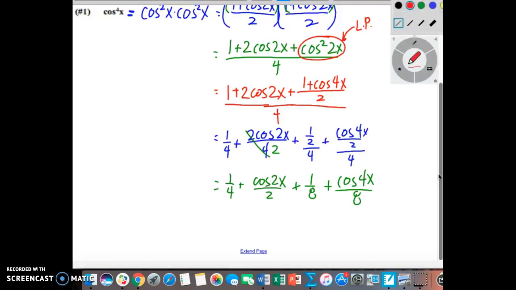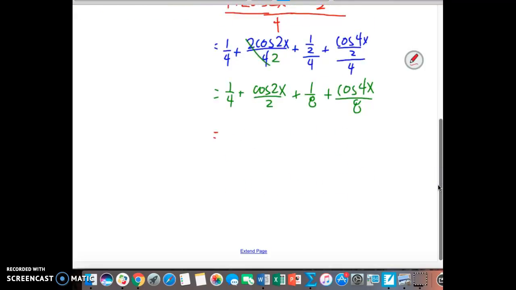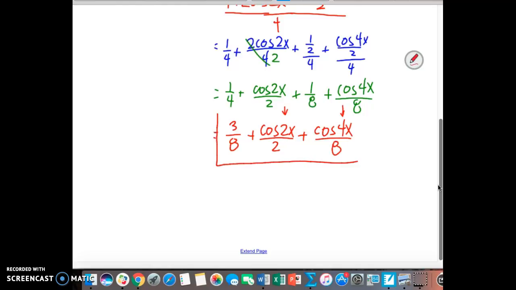Now just combining like terms, if we take 1/4 plus 1/8, we are left with 3/8. And then we have cosine of 2x divided by 2 plus cosine of 4x divided by 8. Cosine of 2x and cosine of 4x will never be able to be combined just because of the 2 and the 4, because they are not the same value. So this is our final answer. 3/8 plus cosine of 2x over 2 plus cosine of 4x over 8. That's as simple as we can get it.